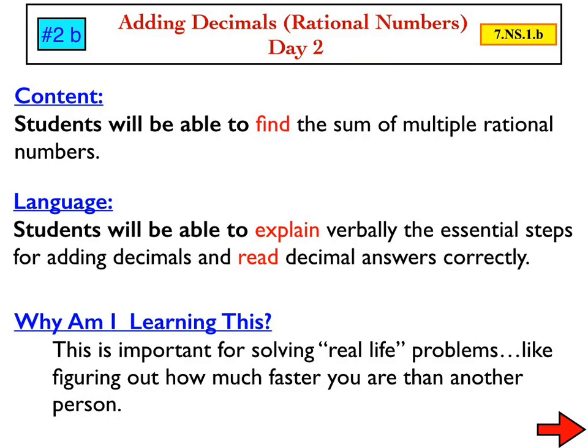All right, today, lesson 2B, which is the second day of adding rational numbers. Today we're going to go on to problems that involve multiple rational numbers instead of just two. We're going to deal with adding or finding the sum for 3 and 4 and 5 numbers. And we're going to utilize the strategy of the commutative or associative property, much like we did with our integer lessons a long time ago.